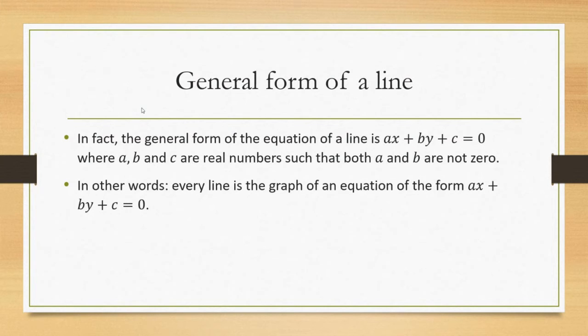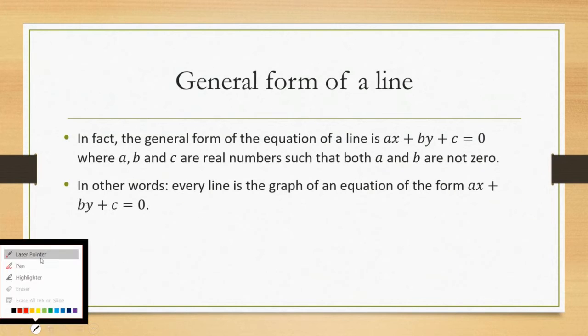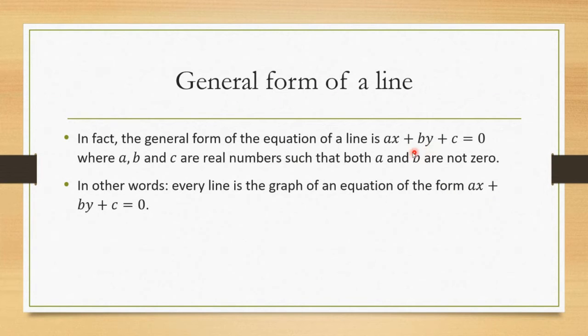Equations. If you have any line in the Cartesian plane, the graph of it can be written in this form: Ax + By + C = 0. A, B, and C are numbers. A and B cannot both be 0 at the same time. So any line in the Cartesian plane, vertical, horizontal, or any other line, the equation of it will be of this form.